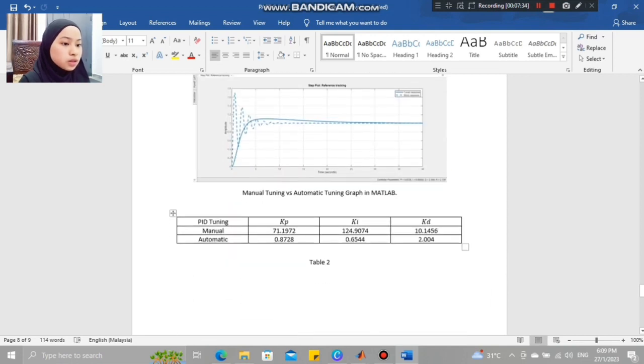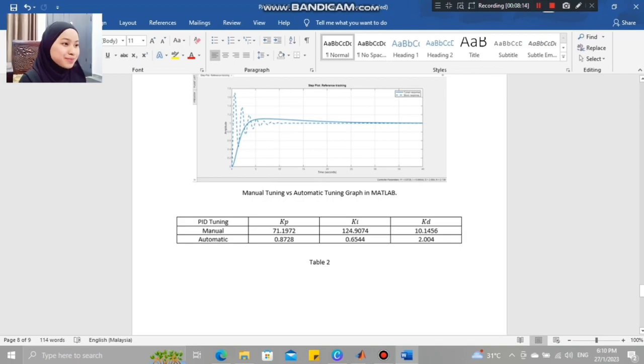Alright, so for F, for the comparison of two PID system block diagrams, this is a table, the comparison table. For the manual PID tuning, KP is 71.1972 and the automatic KP is 0.8728. For KI, manual is 124.9074 and KI for automatic is 0.6544. And then for the KD, the manual is 10.1456 and the KD for automatic is 2.004. So that's all for question A and F.